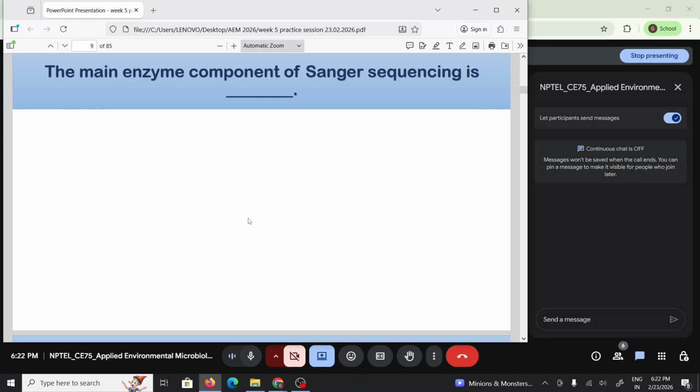If you know about PCR, we have discussed PCR as well, even then this enzyme is used. A different form of this enzyme, but it's the same enzyme and the same activity that happens. So the main enzyme component of Sanger sequencing that helps in the chain elongation is what?